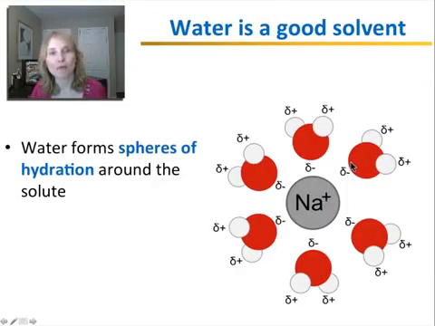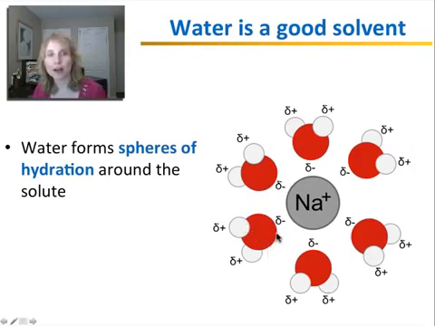And the other property of water is that it is a good solvent. It can dissolve other substances easily. So here is sodium ion, which would be the solute, the substance that is being dissolved, and water that's doing the dissolving is the solvent.